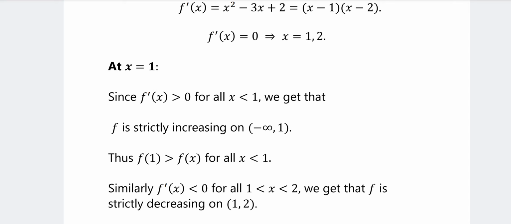Similarly, the derivative of f is still less than 0, because in the interval 1 to 2 the factor x minus 1 will be strictly positive, but the x minus 2 factor will be strictly negative, so their product is strictly less than 0. So the derivative is still less than 0, so we get that f is strictly decreasing on (1, 2).